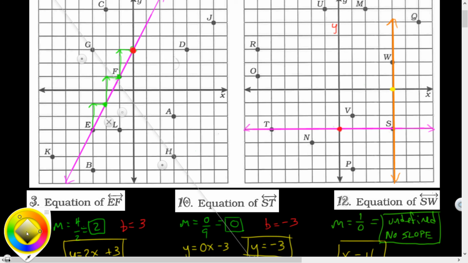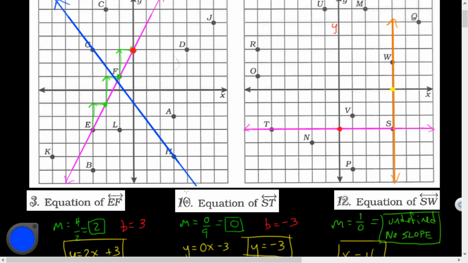Let's see, let's pick a color for this line. Maybe I'll do this dark blue here. Actually that matches my shirt today. Lovely. Lovely. Let's see, so there's GH, the line.